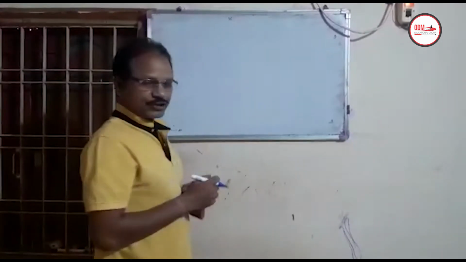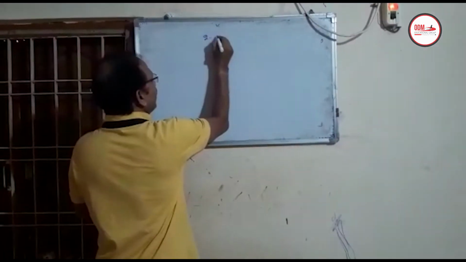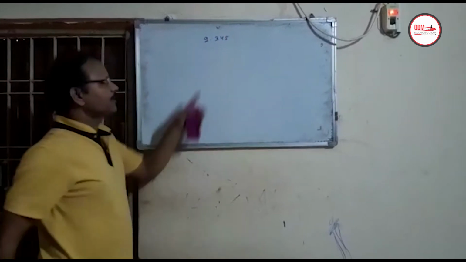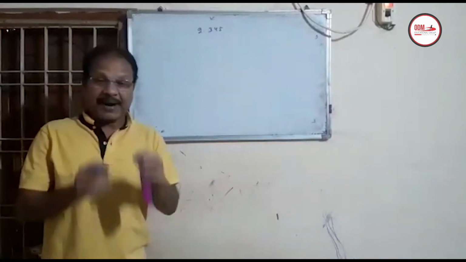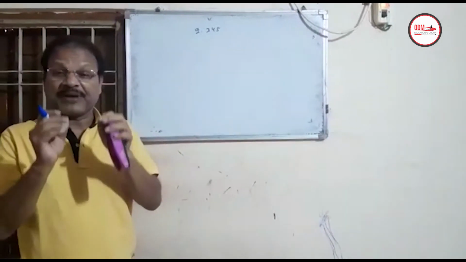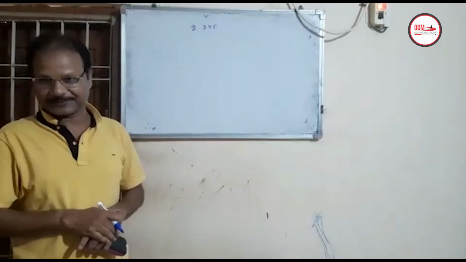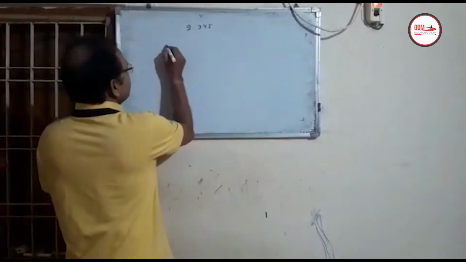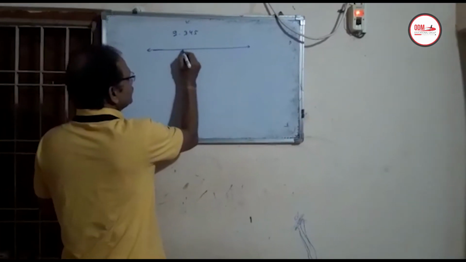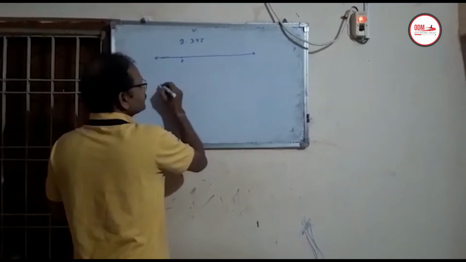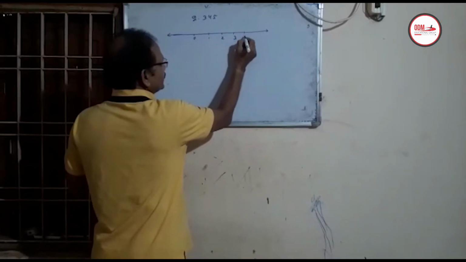First, in case of a terminating decimal, for example, a decimal number 2.345. This is the terminating decimal. So how to represent it on the number line? By the process of successive magnifications. Look here. Draw a number line. This is 0, this is 1, this is 2, this is 3, this is 4, like this.